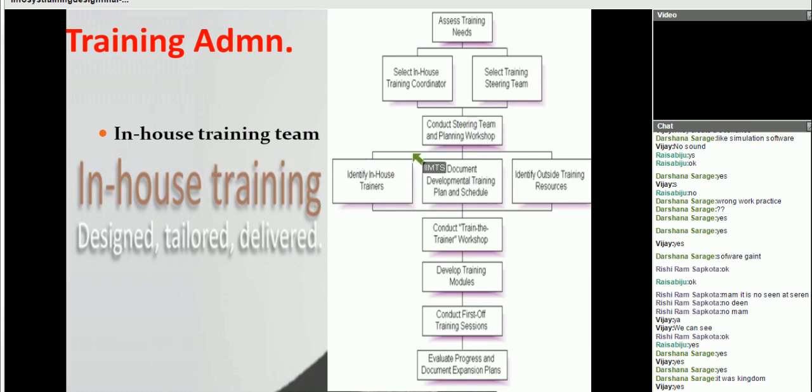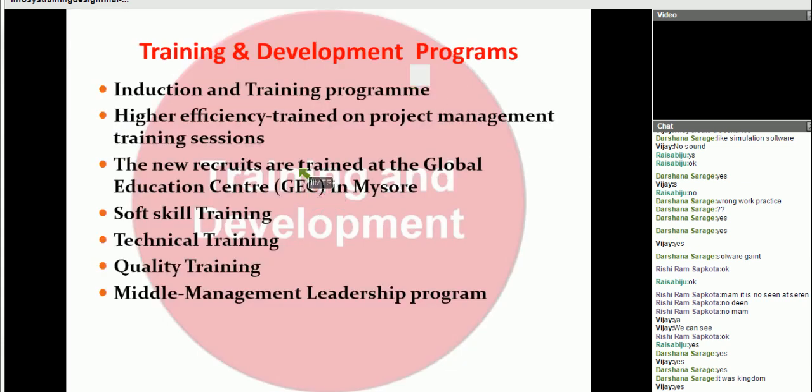This is in-house training team. Same process is there. Rishi, is it fine? Now you can see.